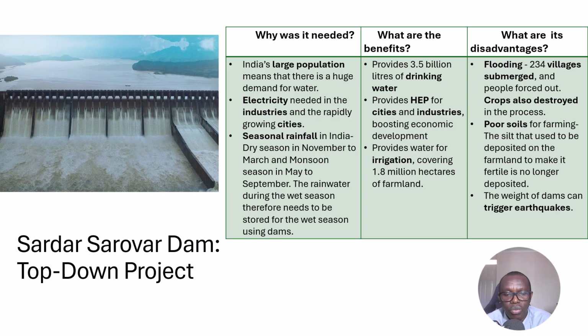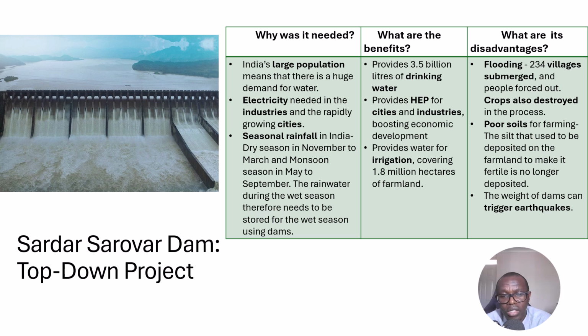In this section, we are going to be looking at a case study example of a top-down project in India. And that top-down project is the Sardar Sarovar Dam. So why was this dam needed?